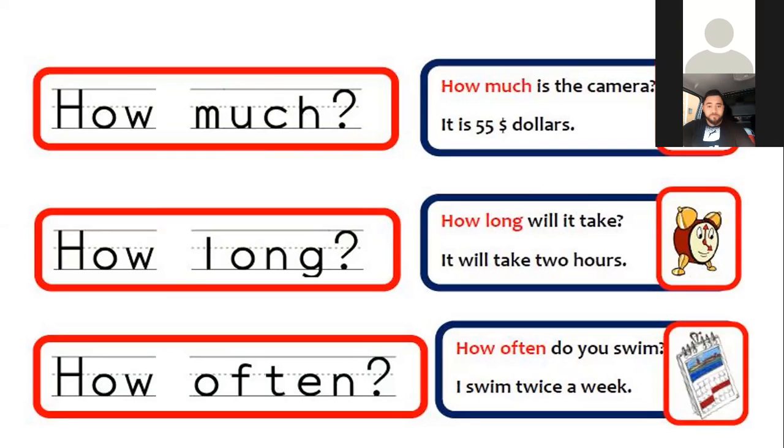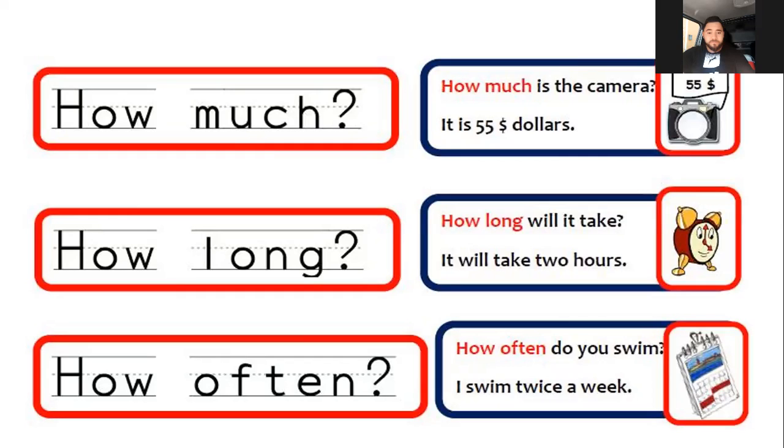Cuesta $55. The other word we use with how is how long. How long is used in order to say the time that it will take. For example, when I say, how long will it take? I'm referring to the time that I need to wait in order to complete a process, or to wait for someone or for something to happen. So the question here is, how long will it take? ¿Cuánto tiempo, en este caso, me tomará, verdad? It will take 2 hours. Tomará 2 horas.